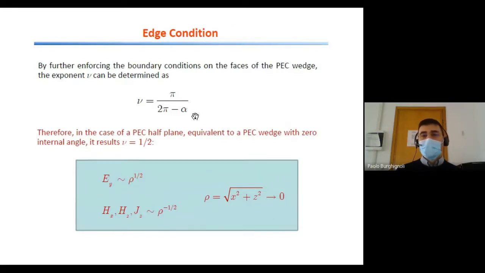So in the case of a perfectly conducting half plane, in which the internal angle is 0, so alpha is equal to 0, this singularity exponent n becomes equal to 1/2, which means that the dominant asymptotic term of the electric field in the vicinity of the edge is rho to the 1/2, the square root of the distance from the edge. Whereas the components of the current density, Jz, on the half plane will be dominated asymptotically by rho to the minus 1/2. So they will actually be singular.